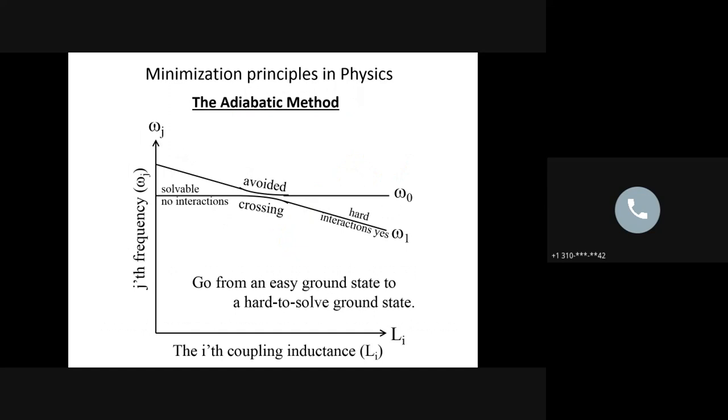So those are optimization principles. Here's one that's of a different character, not exactly an optimization principle. It's called the adiabatic method, and sometimes people have quantum computers that use the adiabatic method, but it's actually something that also works in classical machines.